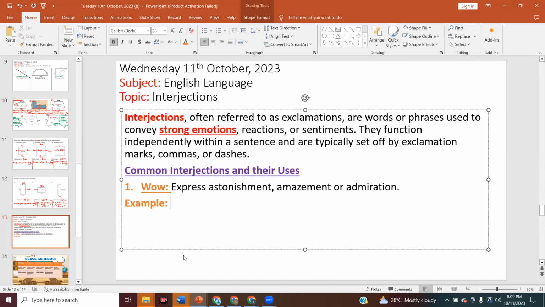So an example of this would be, wow. That view is breathtaking. When we say wow, we use that to convey astonishment, admiration for the view. Okay.